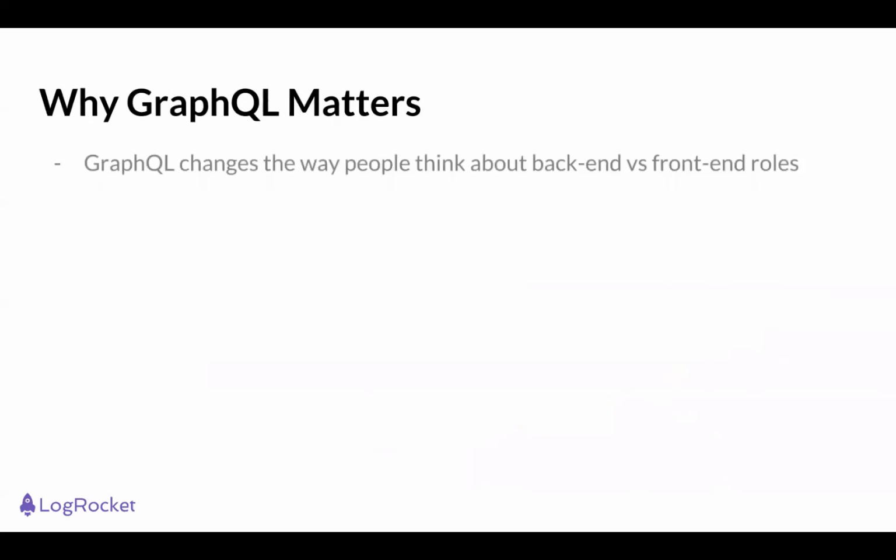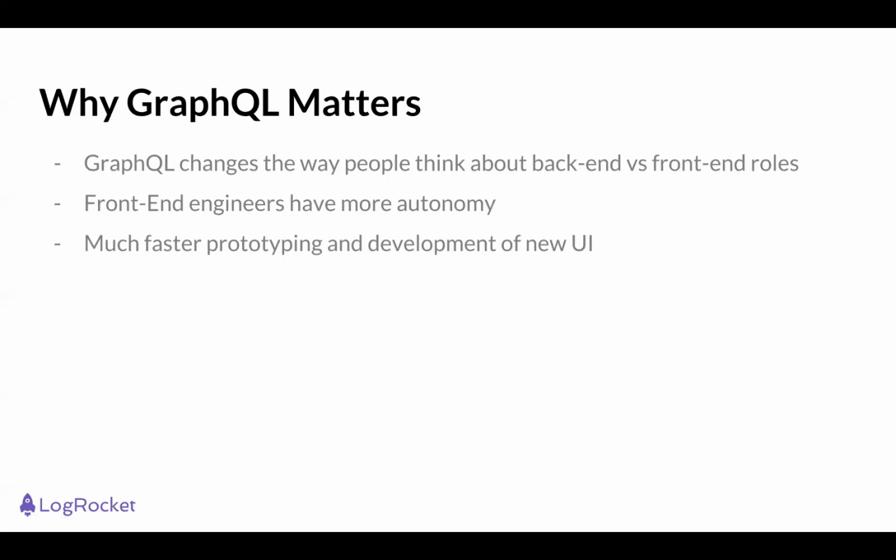And the reason why it matters is GraphQL starts to change the way people think about the back-end versus front-end roles on a team. It gives front-end engineers more autonomy because the job of the back-end team is to build the schema and build the infrastructure that serves data for that schema. And then the front-end engineers can prototype and develop new UI features much more quickly because they don't need a new individual API for any new feature. The data is all accessible, and GraphQL helps the front-end team build components that ask for the data, which is already being served by the backend.